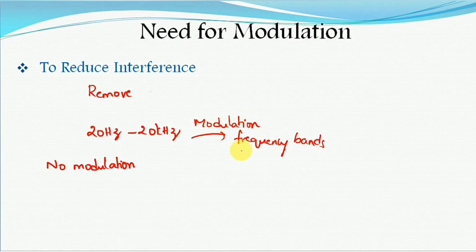So in order to remove or reduce the interference, we need a modulation technique for the message signal. And also it overcomes the problem of poor radiation efficiency at low frequency. So this is the second parameter. And the third parameter is the reduction of noise.